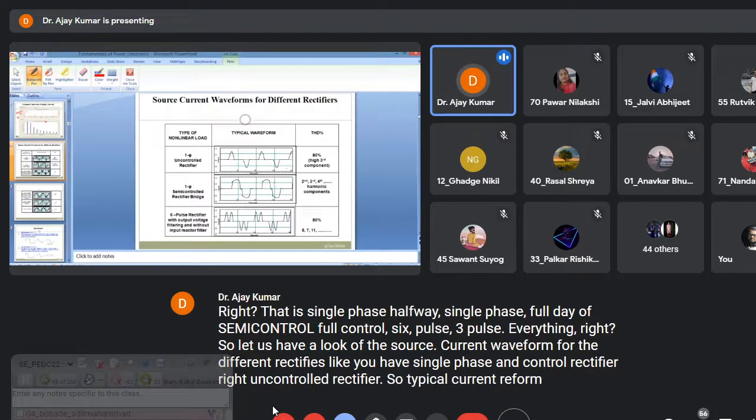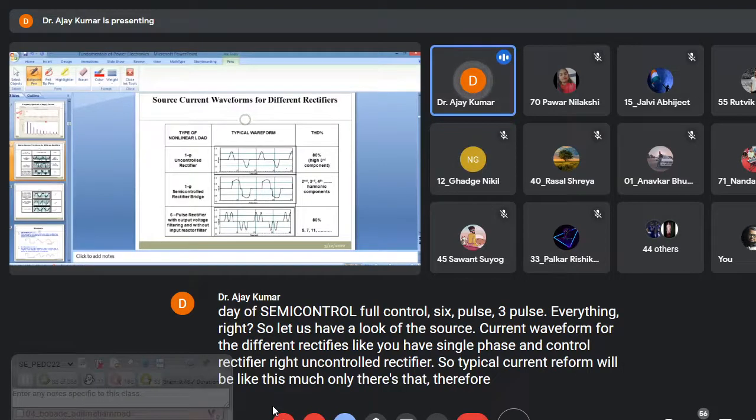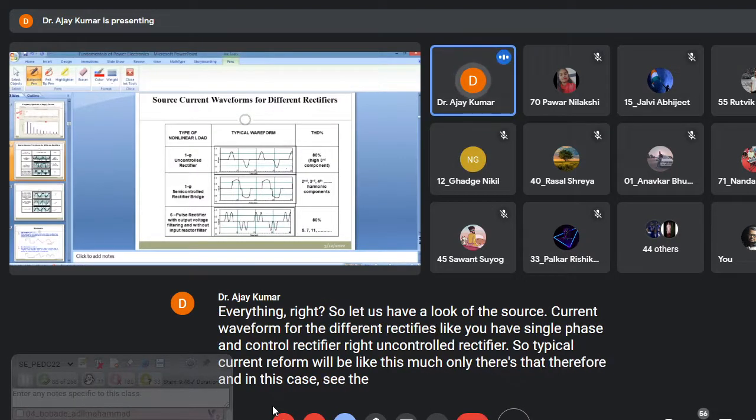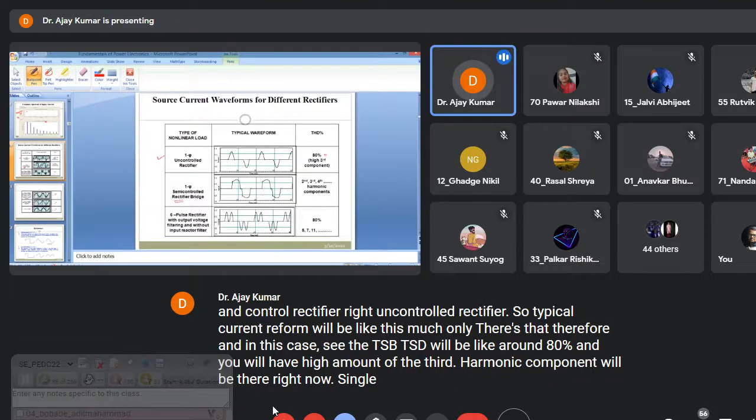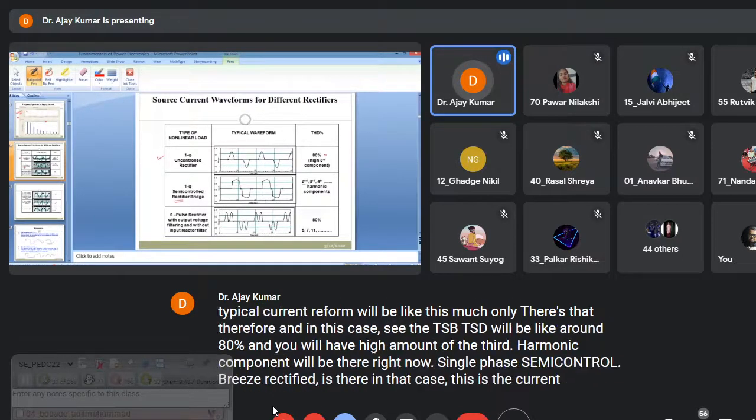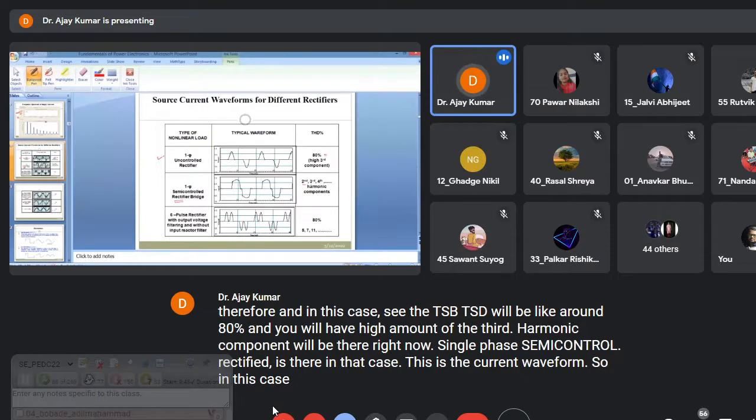This is the waveform. And in this case, see the THD. THD will be around 80%, and you will have a high amount of third harmonic component, right? Now the single phase semi-controlled bridge rectifier is there. In that case, this is the current waveform. So in this case, the second, third and fourth, all the harmonic components are there.